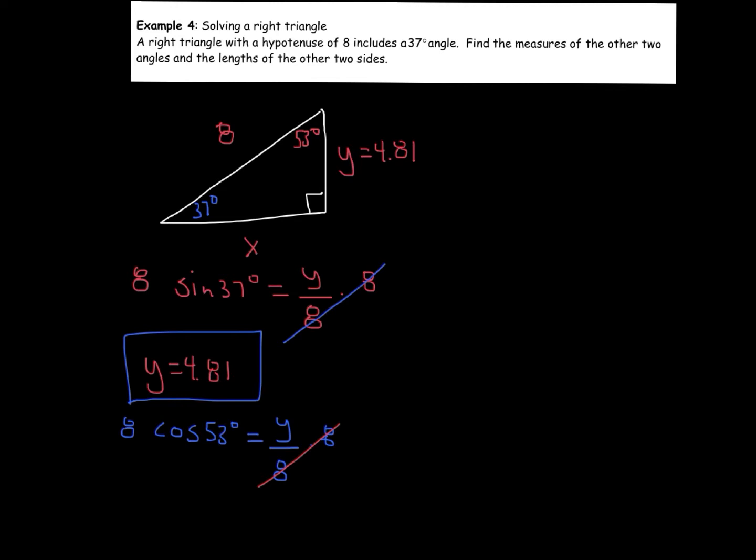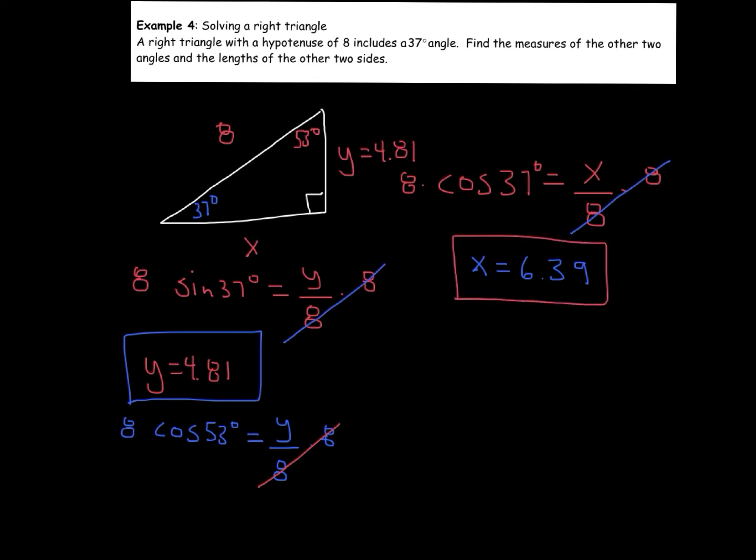So I'm going to say cosine of 37 degrees is equal to the adjacent side, which is x, over the hypotenuse, which is 8. Once again, multiply by 8 on both sides. The 8s are going to cancel, and you get x equals 6.39.